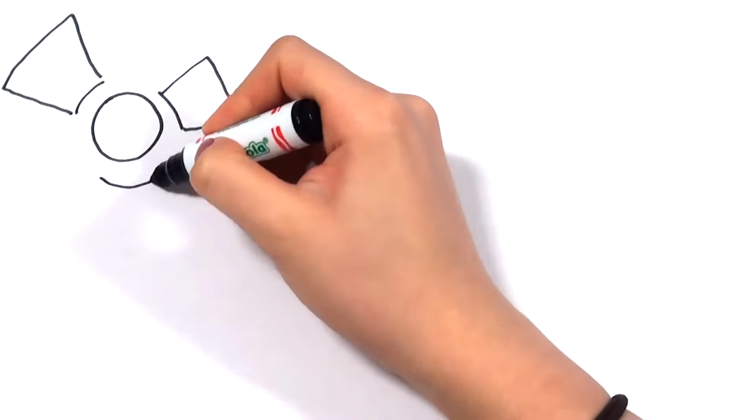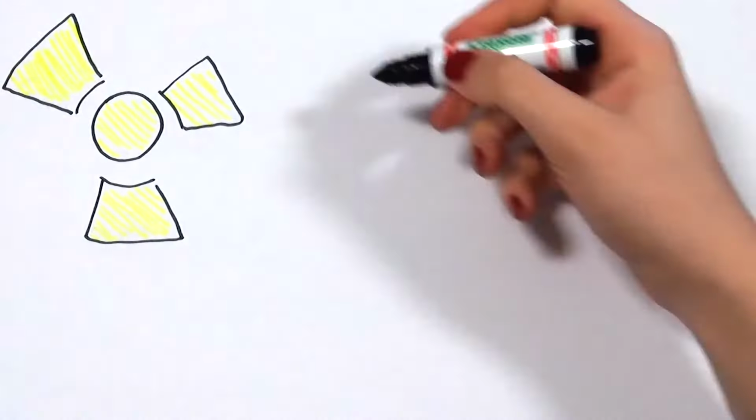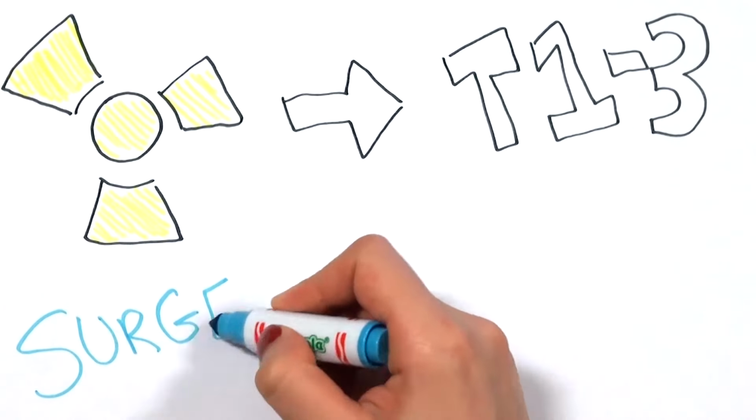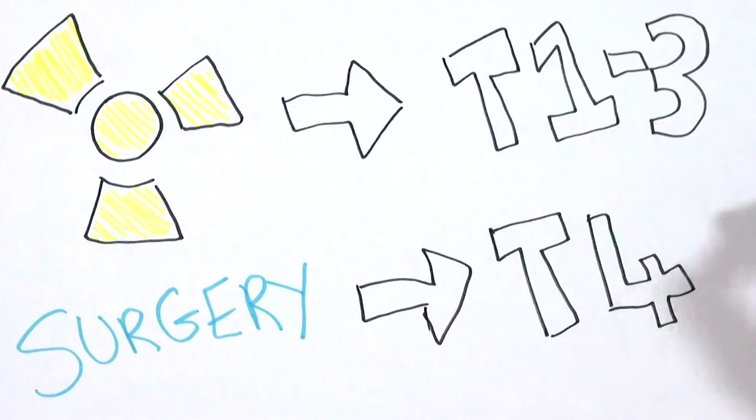A very quick word on treatment. Early T1 to 3 cancers are treated with radiotherapy and have an amazing 5-year survival of 90 to 95%. T4 and metastasized cancers require a laryngectomy and possibly a neck dissection.